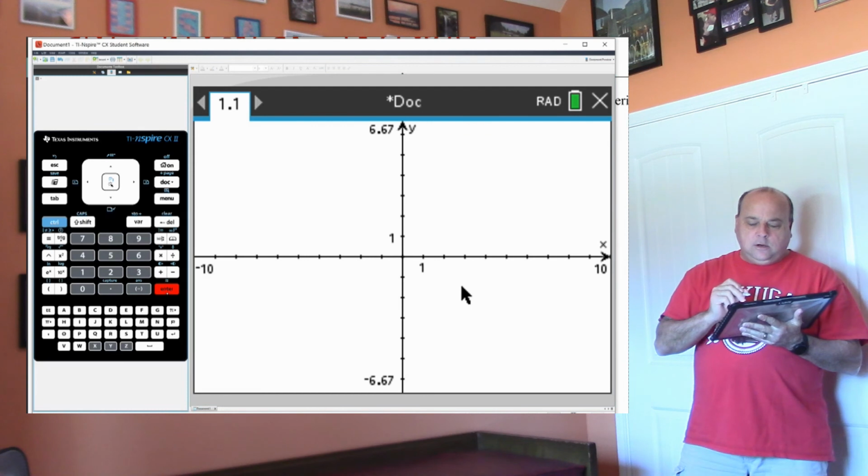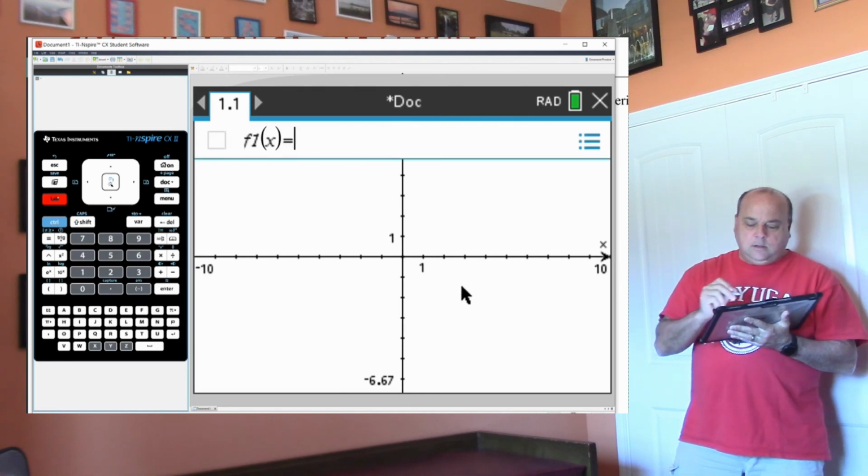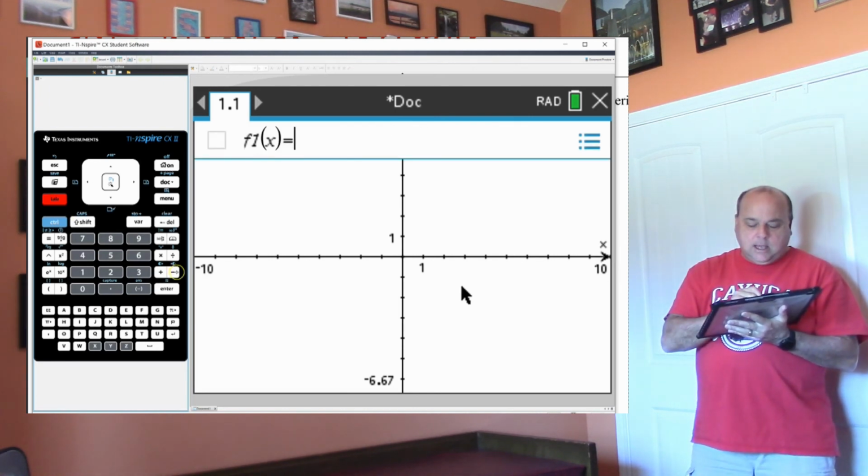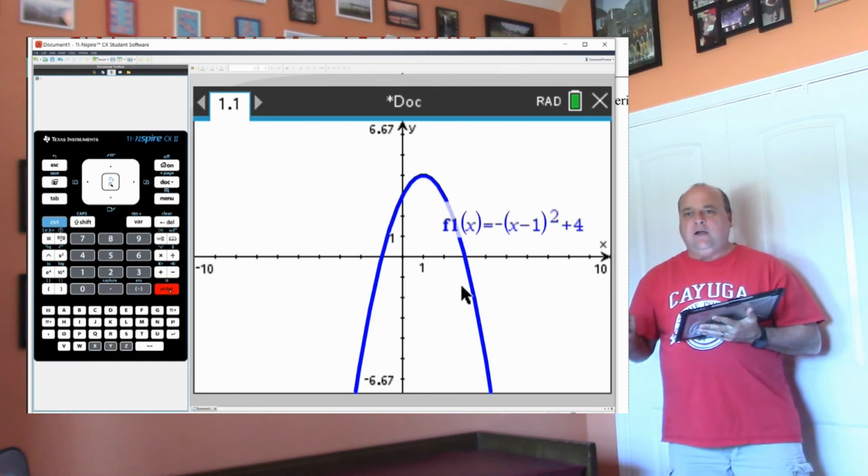And we're going to hit enter. What happened to the graph? Jiminy crickets. Tab. I need to do it over again. I'm sorry. Negative parentheses, I hit the wrong thing there, x minus 1, close parentheses squared, plus 4, hit enter, and now then we have our graph, right?